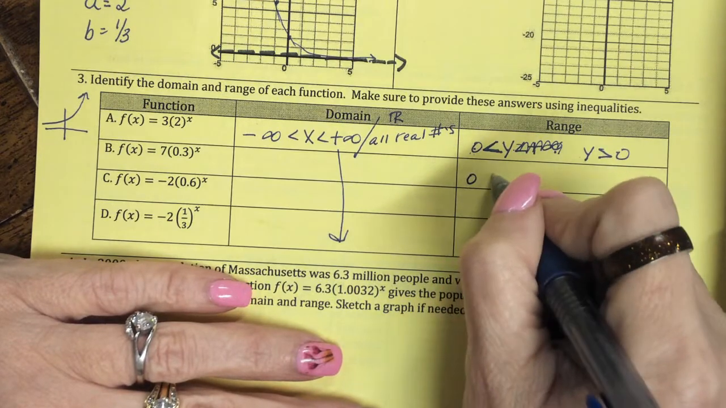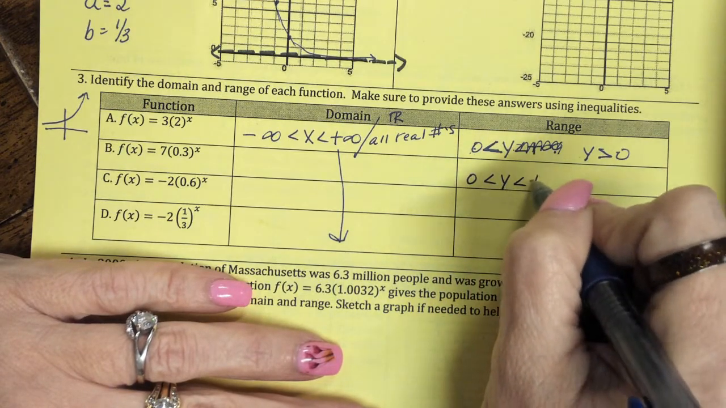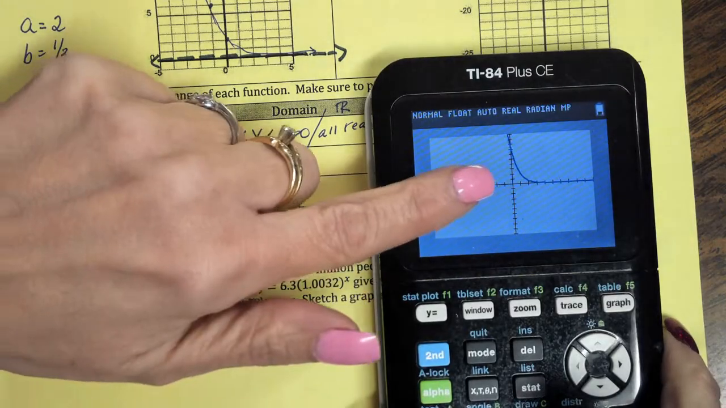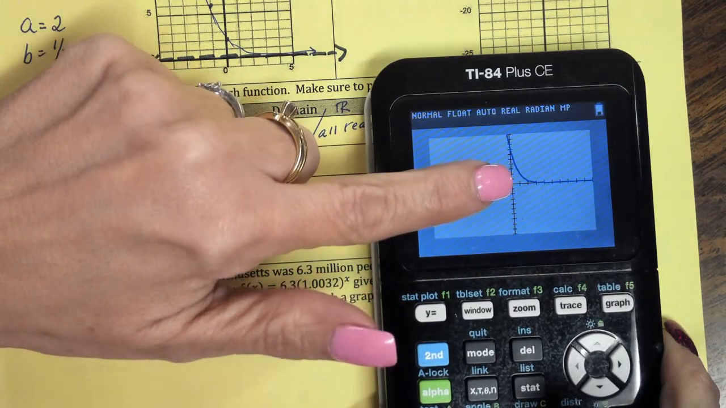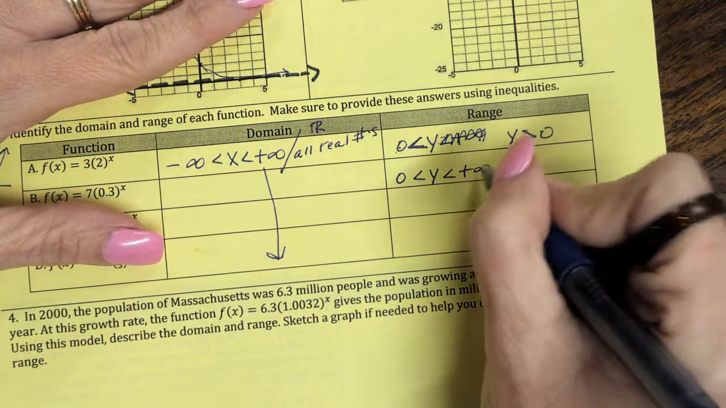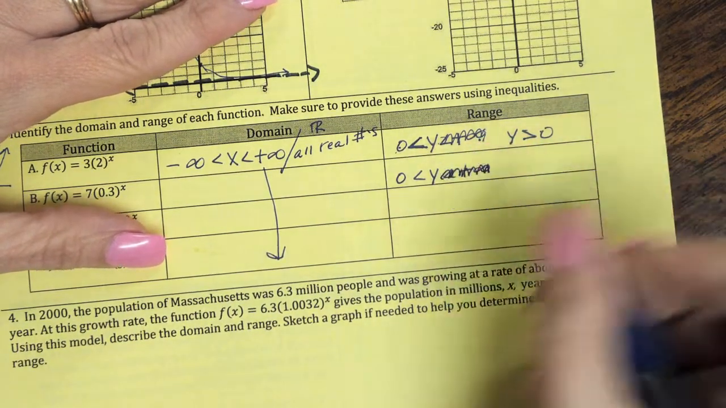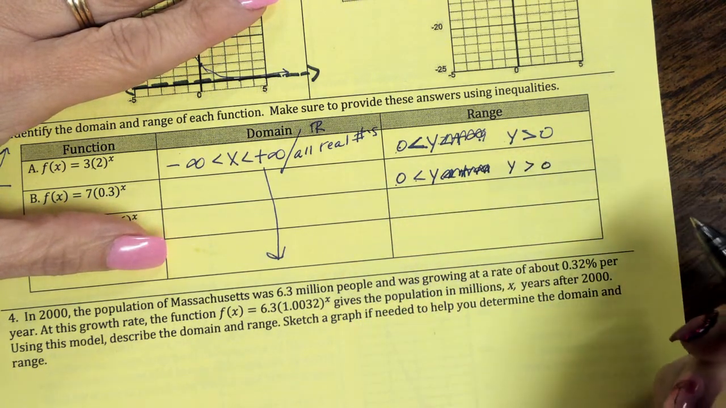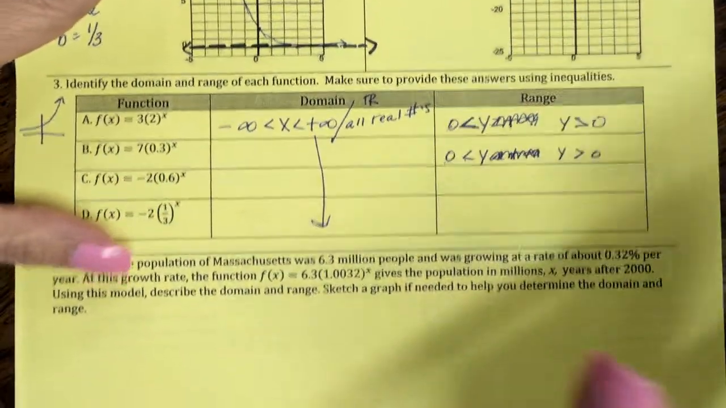So again, 0 is the low number, all the way out to positive infinity. I would basically say y is every value that's up here. So y is always bigger than 0. I'm going to cross this off: 0 is less than y, or y is bigger than 0. All right, so that's kind of a domain and range.